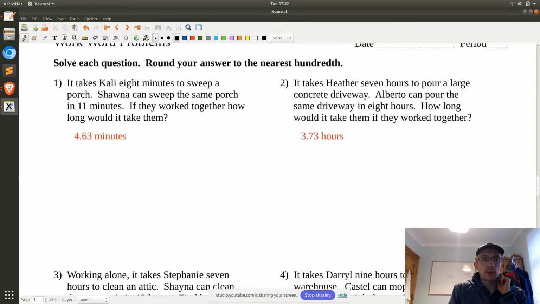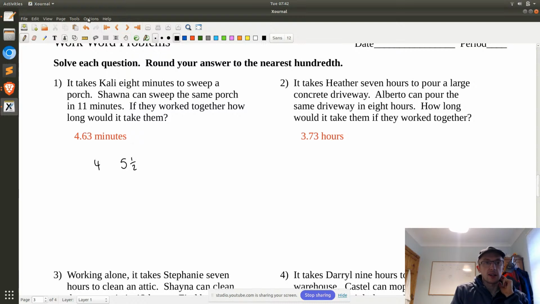Well, anyway, okay, so what's going on here? One way that you might be thinking about it is like Kylie handles one half of the porch and then Shauna handles the other half. So for Kylie, that would take 4 minutes on the left, and for Shauna, that would take 5.5 minutes on the right. So that's obviously wrong.